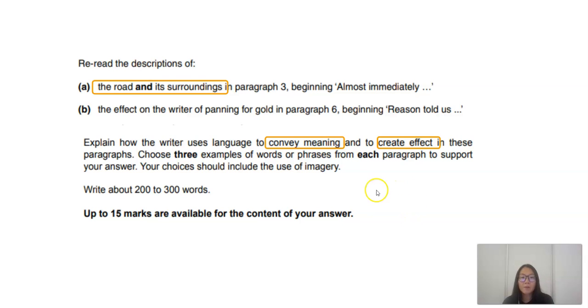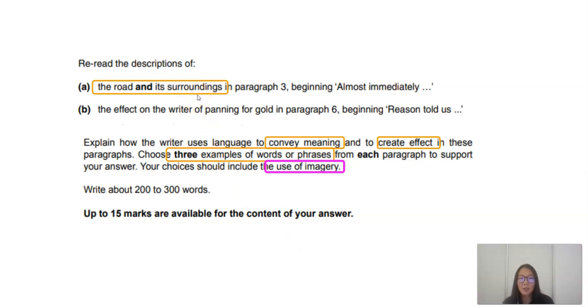For each paragraph, to support your answer, your choices should include the use of imagery. This is super important. The purpose of this question is actually to test if candidates can vividly describe and understand the use of imagery. That's what we do in writing as well. You need to write 200 to 300 words, and 15 marks are available for the content of your answer. So let's get to the question.